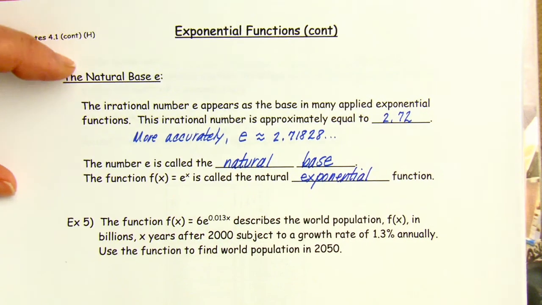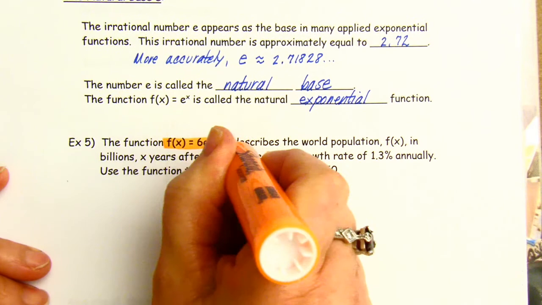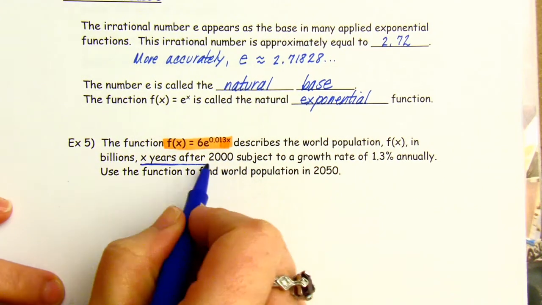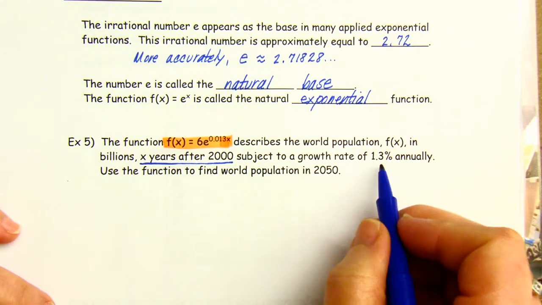All right, so example 5. Application problem, the function f of x equals 6 times e raised to the 0.013x. I like to highlight or circle my function so I get all of the characters. This function describes the world population, f of x, in billions, so measured in billions, x years after 2000, subject to a growth rate of 1.3% annually.